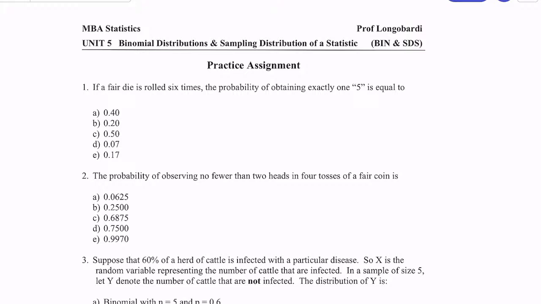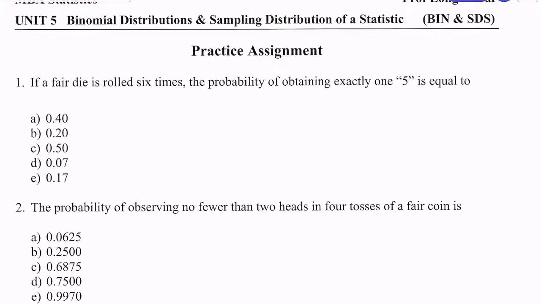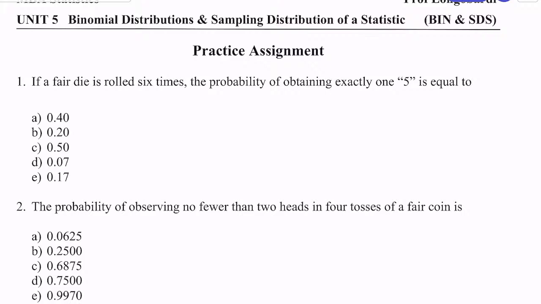If a fair die is rolled 6 times, the probability of obtaining exactly one 5 is equal to what? So you have to interpret the problem now. This is not just about finding n and p and plugging it in a formula. You have to interpret what they're looking for, right? So is this a binomial? If you can find each of those and define a success, it's a binomial. So what would x and p and k be? And what would be the success in this problem?